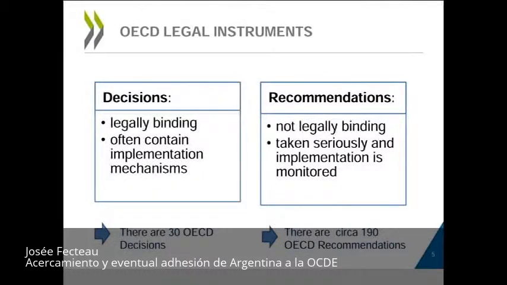What are decisions? Decisions are legal instruments adopted by the Council of the OECD, so they're collective acts. They're legally binding, with more or less the same status as a treaty. They very often include implementation mechanisms built into the instrument itself. There are about 30 of them in existence now. One very important example is in the area of mutual acceptance of data in the assessment of chemicals, which has proved vastly important and has saved countries vast amounts of money.